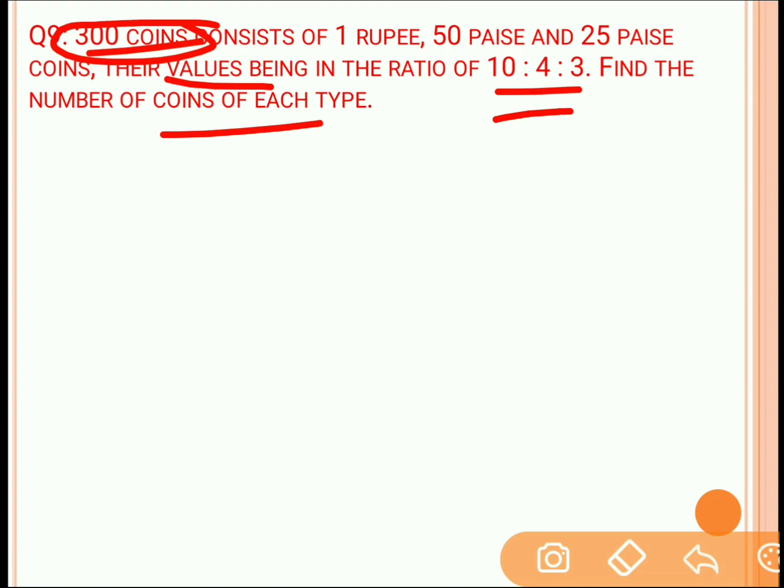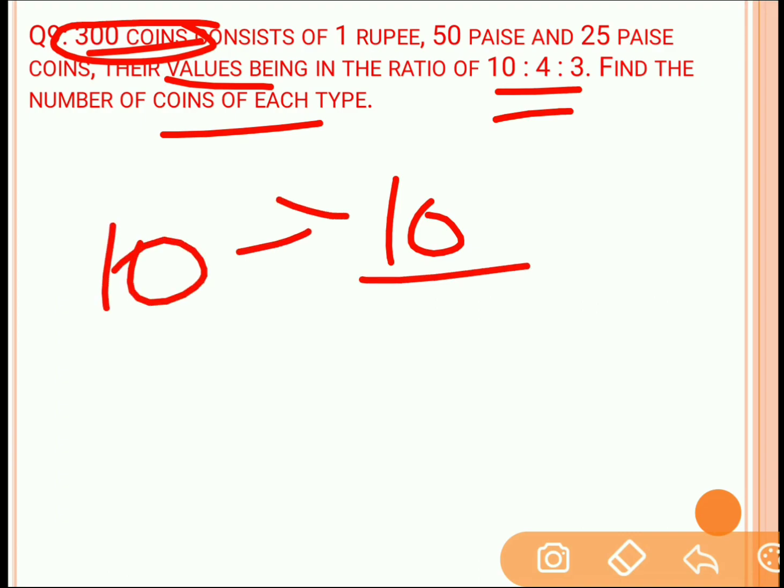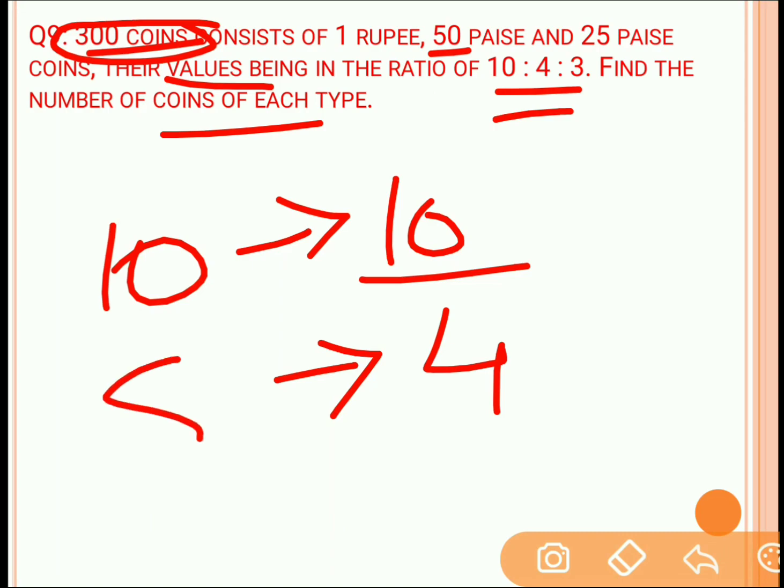Now we know that, let's say if the 1 rupee coins have a value of 10 rupees, then there will be 10 1 rupee coins, which have a value of 10 rupees. Same way, if there are 50 paisa coins and their value is 4 rupees, then we know that 2 50 paisa coins will make 1 rupee, so 8 50 paisa coins will make 4 rupees. Same way, the value of 25 paisa coins is 3 rupees.